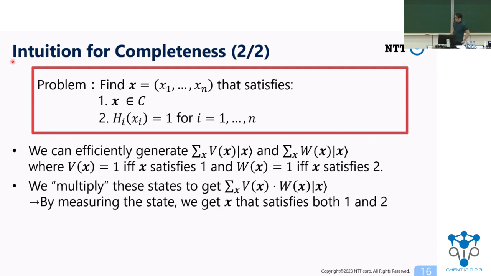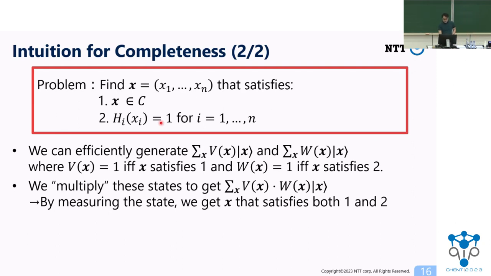And so let me rephrase what I just explained. So let V and W be indicator functions for conditions 1 and 2. That is, V of x is equal to 1 if and only if x satisfies the condition 1, and otherwise V of x is equal to 0. Similarly, W of x is equal to 1 if and only if x satisfies condition 2, and otherwise W of x is equal to 0. And then what I just explained is that we can efficiently generate these superpositions, where the amplitude function on x is v and w, respectively. Because basically this is the superposition over x that satisfies 1, and this is the superposition over x that satisfies 2.